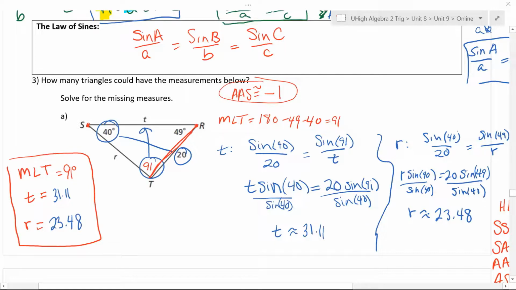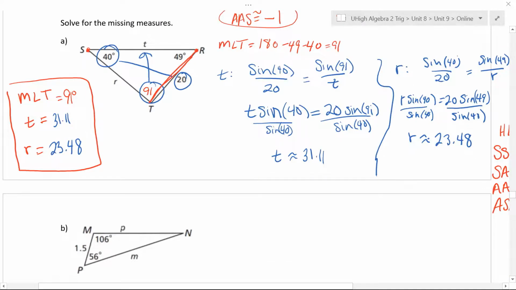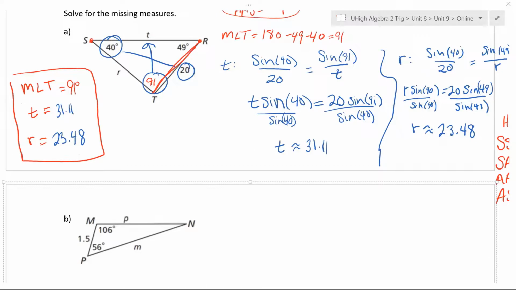So what I want you guys to do for part B is pause the video and try it. So see, do we have one of our congruencies? Is there only one triangle that we can create? And then solve for our missing sides and angles. And then I'm going to do it for you guys to check yourself.